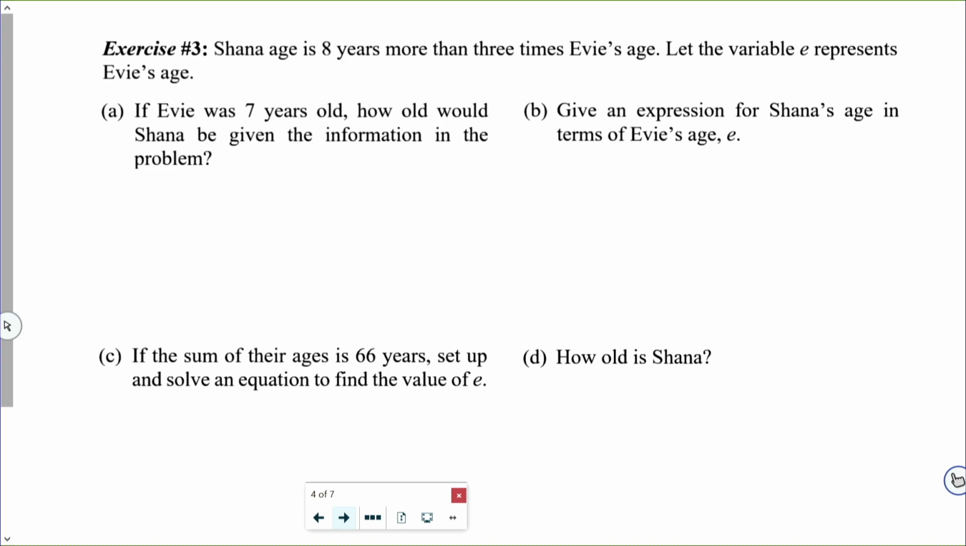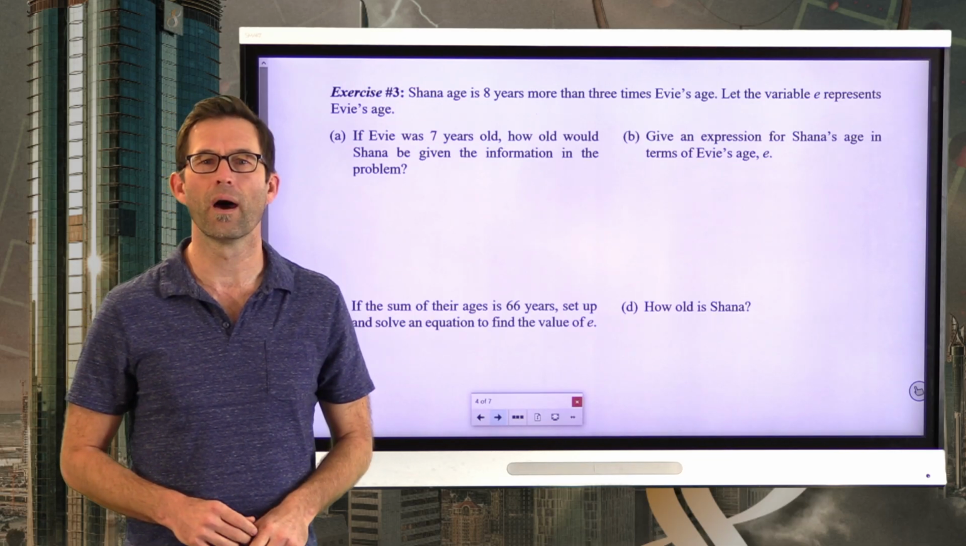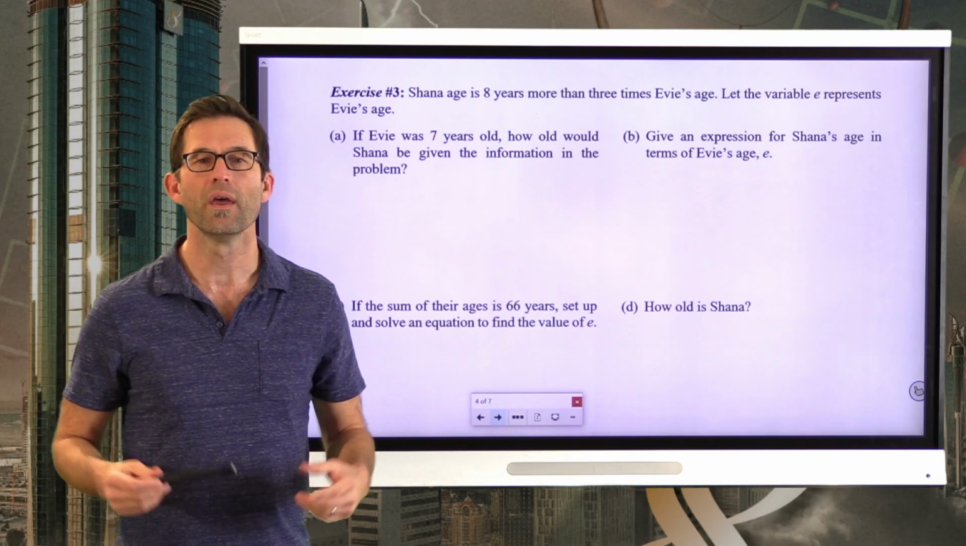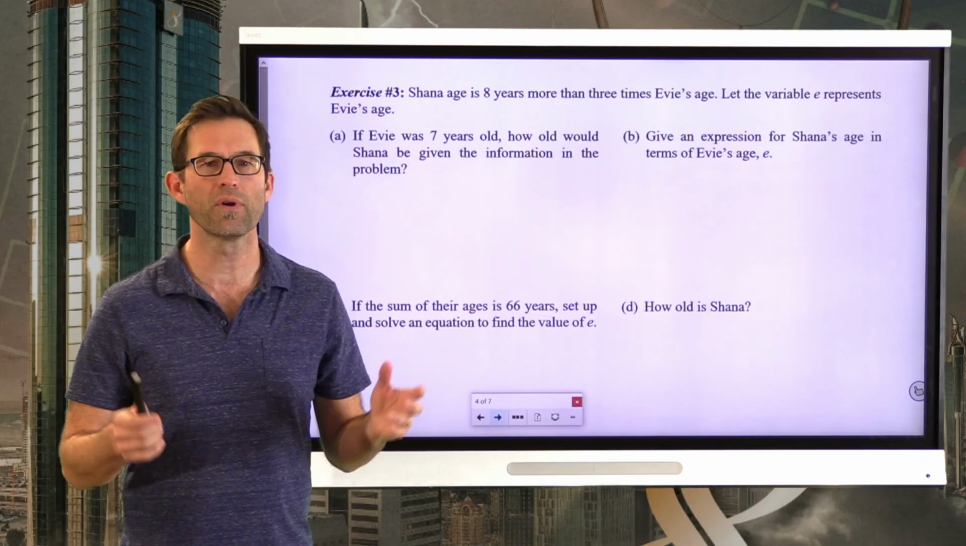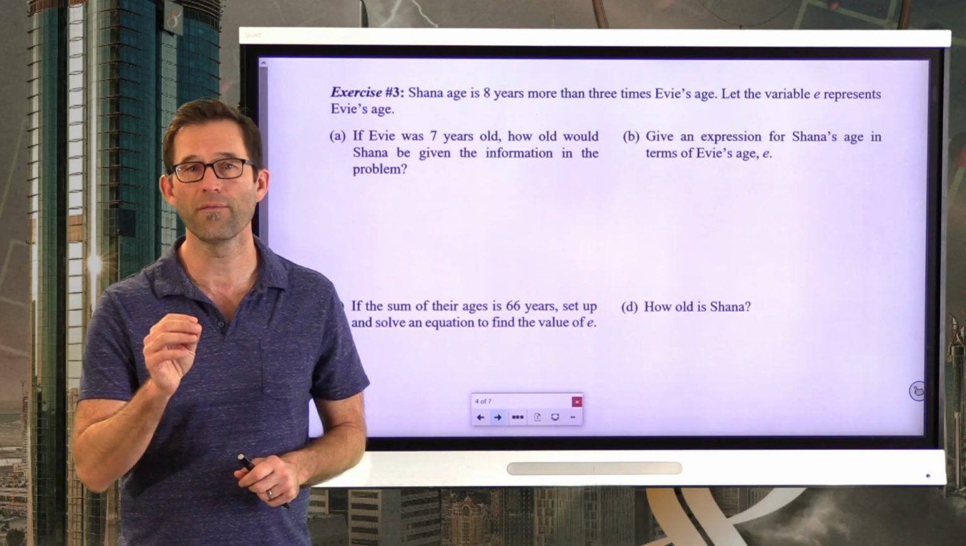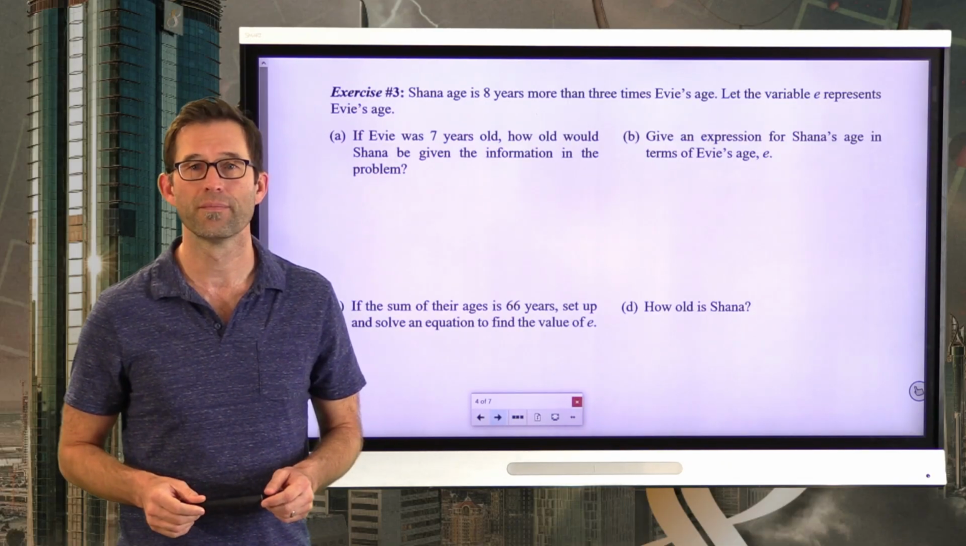Letter A says, if Evie was 7 years old, how old would Shayna be given the information in the problem? All right, I want you to pause the video right now because I can't oversell how important letter A is. If you can't do letter A, it's pretty much impossible to do B, C, and D. So take a moment and try to figure out if Evie was 7, how old Shayna would be.